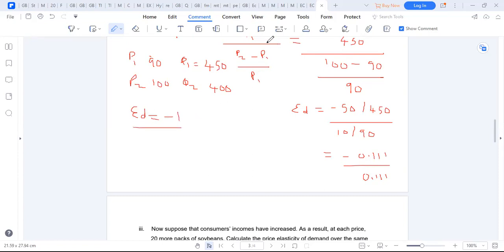And we know that elasticity ranges as follows. Between 0 and -1, we say it is what? Inelastic. At exactly 1, we say it is unit elastic. And if it's greater than 1, it is elastic. So at this point, we can safely say demand is what? Unit elastic. So this is unit elastic.